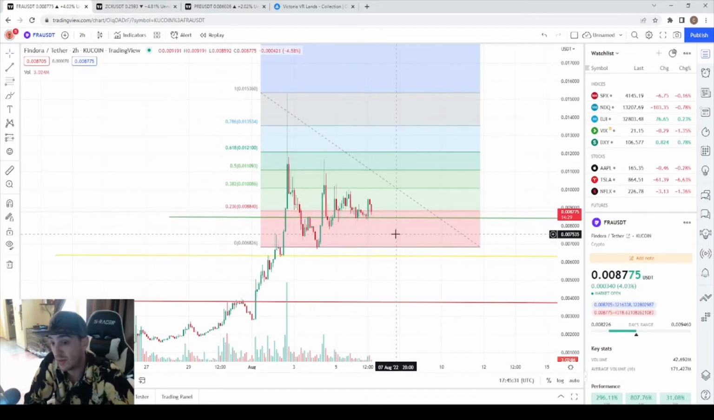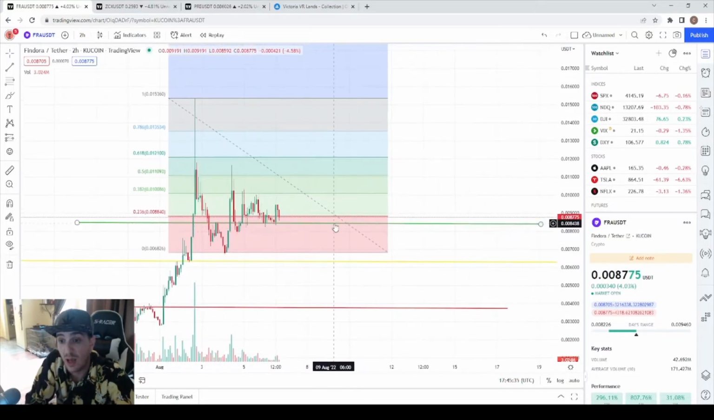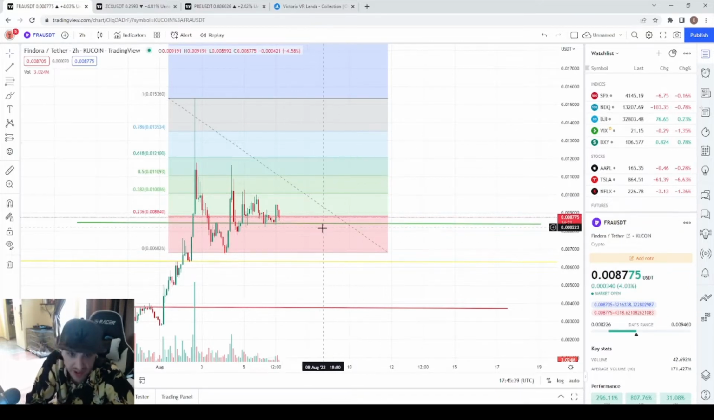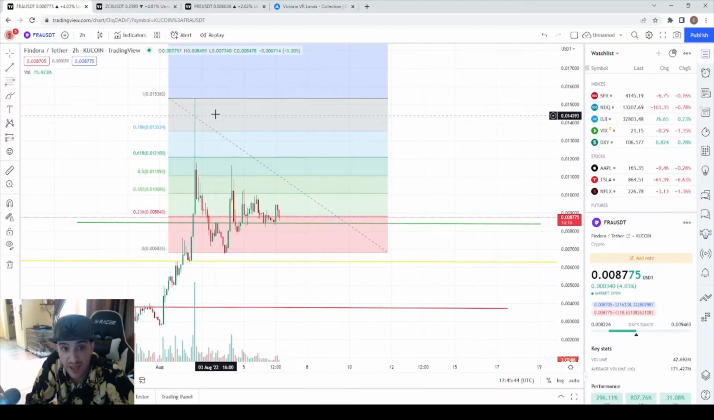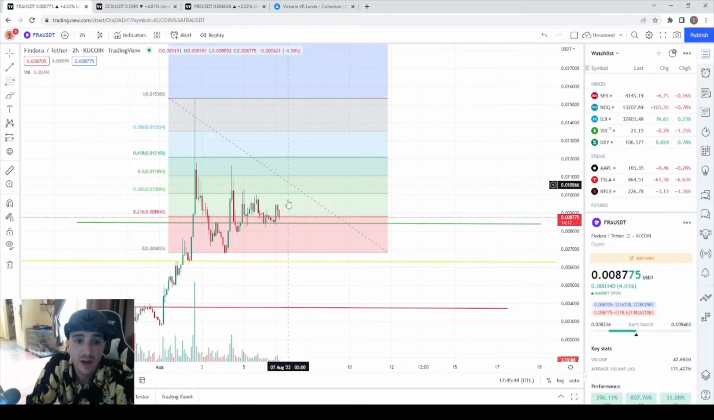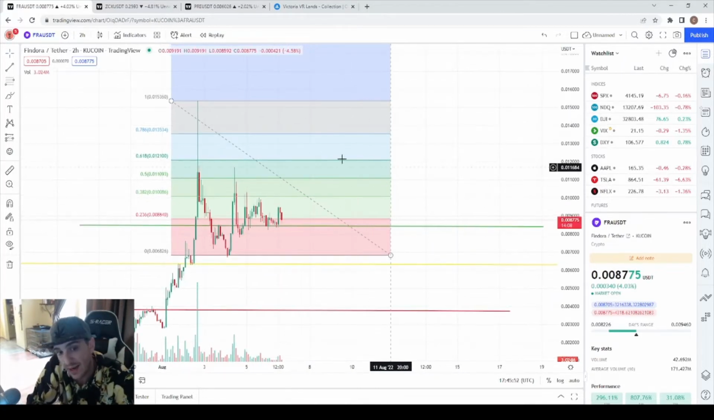I still like Findora. So we're just going to keep going. I do think it may hit 2 cents, but that's a stretch. I think it's going to try to touch this 1.5 cent mark again, or at least slowly move up in that direction. We might have a little bit of down, obviously up and down, but we're going to start moving in that direction.